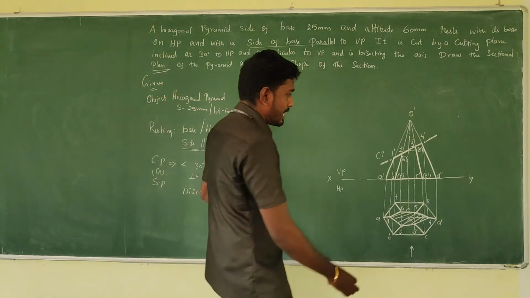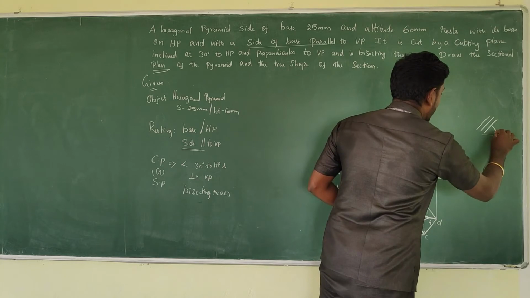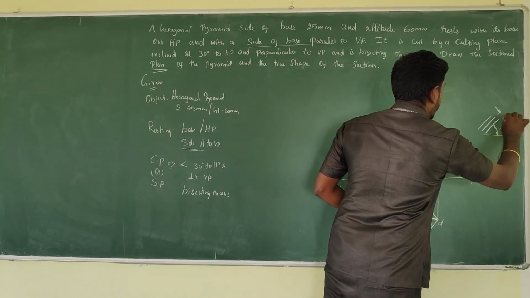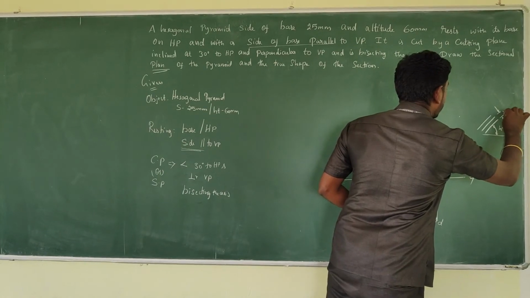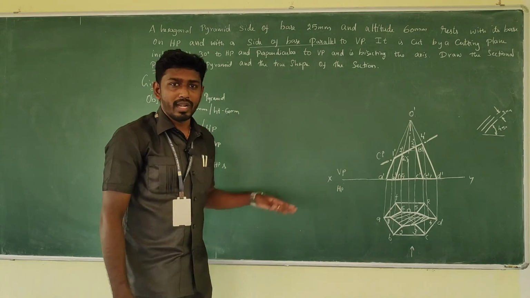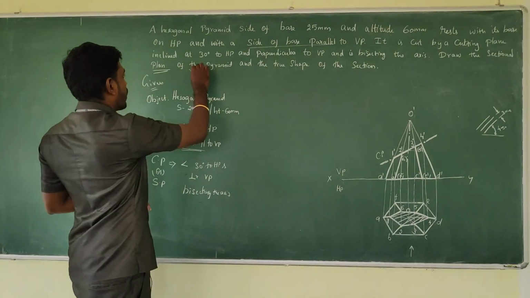3 mm. The hatching should be with an inclination of 45 degrees, and the gap should be 3 mm. This is how the hatching should be made. What is next? Now the section plan of the pyramid is found.